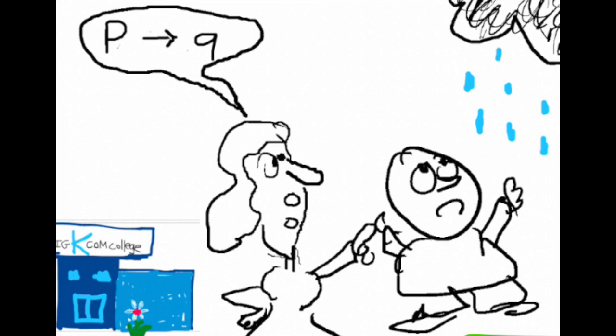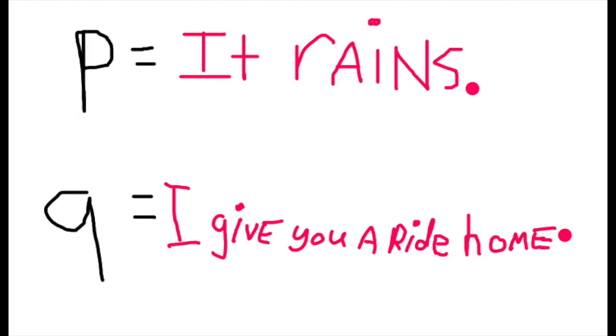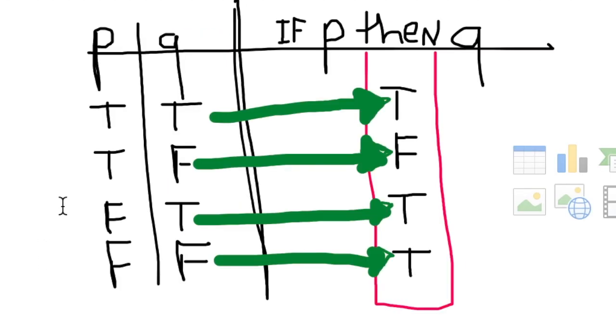Now, the way to think about the if-then sentences is to think about this case and ask, under what conditions does Wilma break her promise? So, let P be it rains, and Q be I give you a ride home. And we're back in the second quarter. Here is the case where it's true that it rains, and it's true that Wilma gives Sherb a ride home. Did she break her promise? No, she kept her promise.